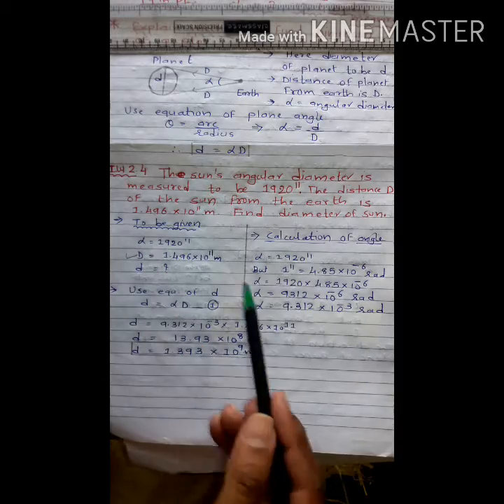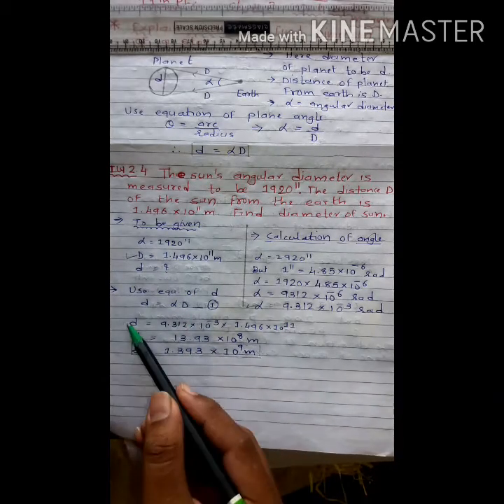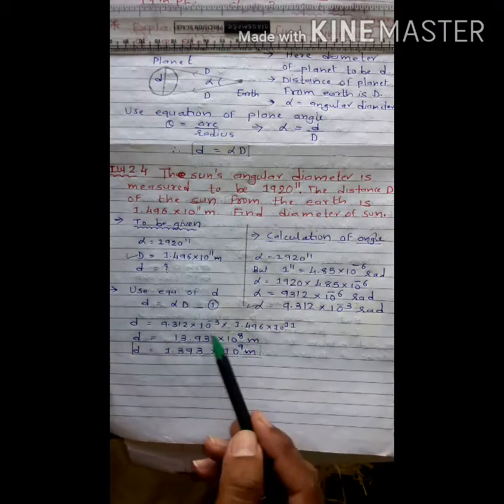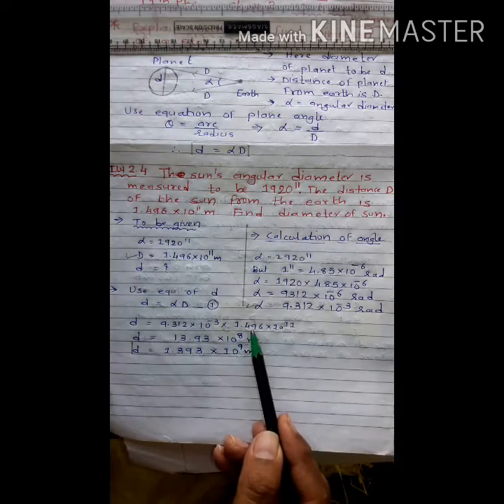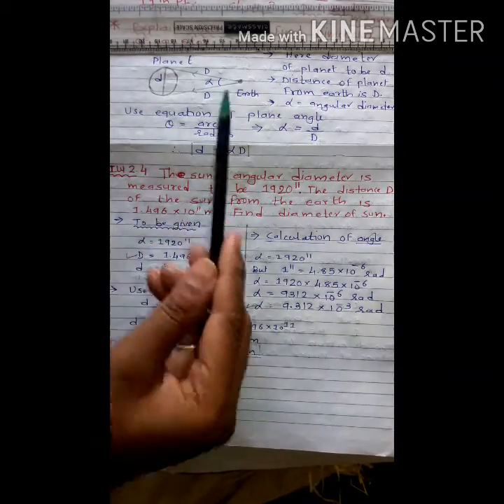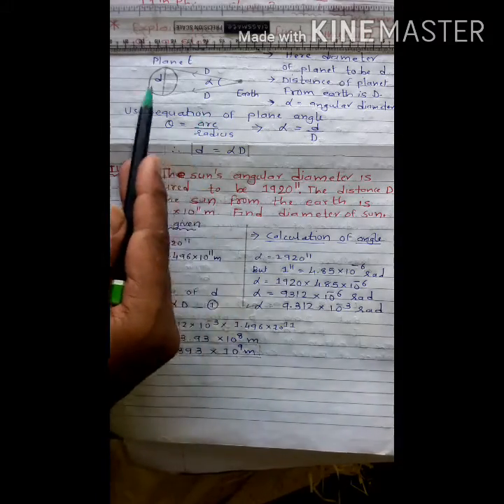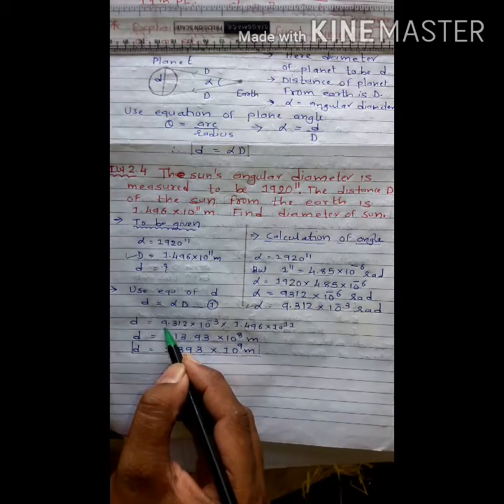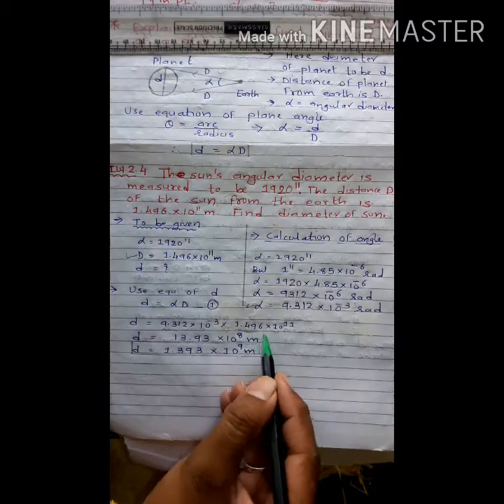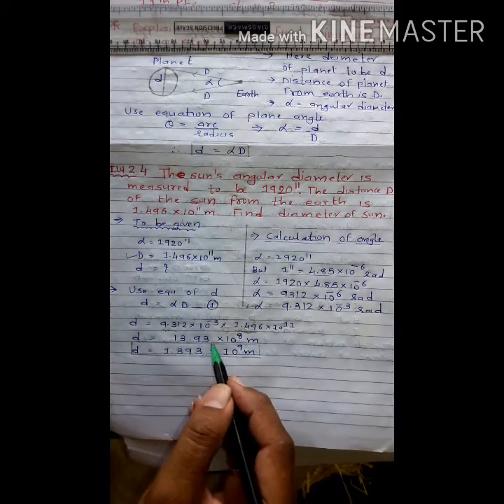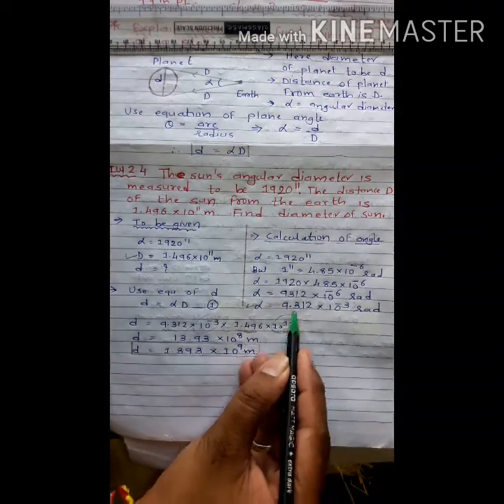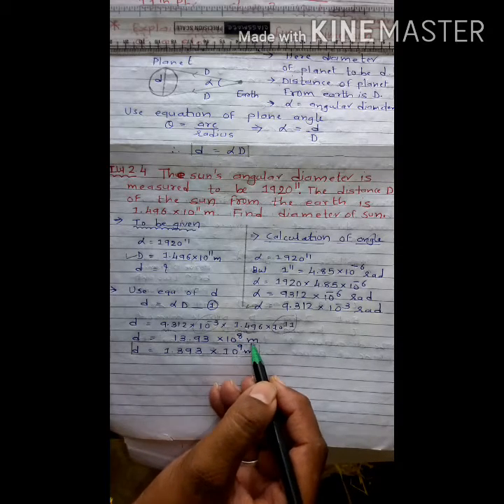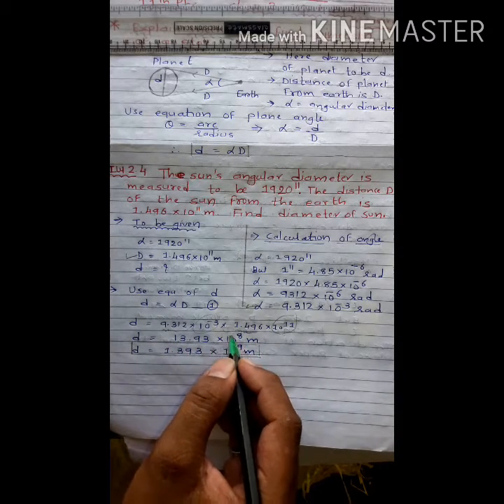Now substitute the values of capital D and alpha in equation number 1. The diameter of the sun, small d, is equal to alpha, which is 9.312 into 10 raised to minus 3, into capital D, the distance of the sun from Earth, which is 1.496 into 10 raised to 11. Multiply these two numbers 9.312 and 1.496. Our answer is 13.93. For the power, we have minus 3 plus 11, so the power becomes 10 to the power 8 meter. 13.93 into 10 raised to 8 meter.